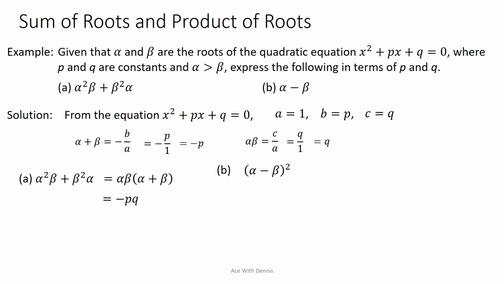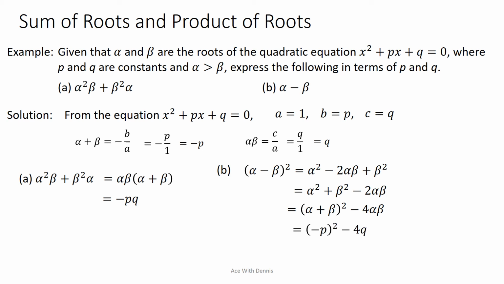For B, we start from alpha minus beta square, which equals alpha square minus 2 alpha beta plus beta square, or alpha square plus beta square minus 2 alpha beta, or alpha plus beta square minus 4 alpha beta. Substitute the sum and the product of roots, which is bracket negative p squared minus 4q, we get p squared minus 4q. And alpha minus beta will be square root of p squared minus 4q.